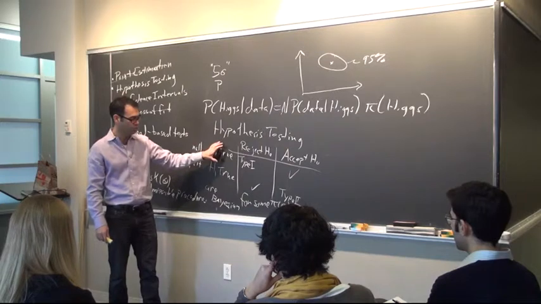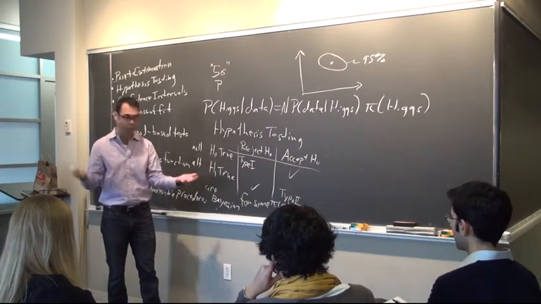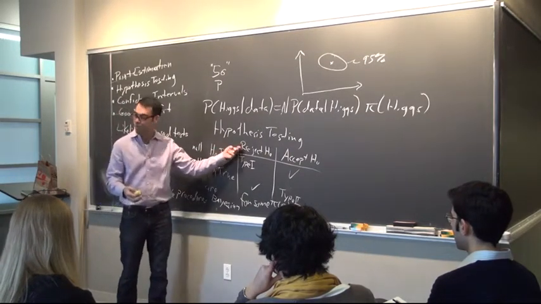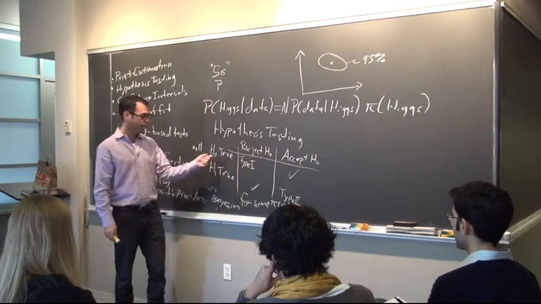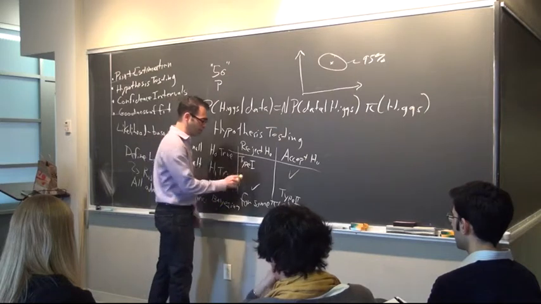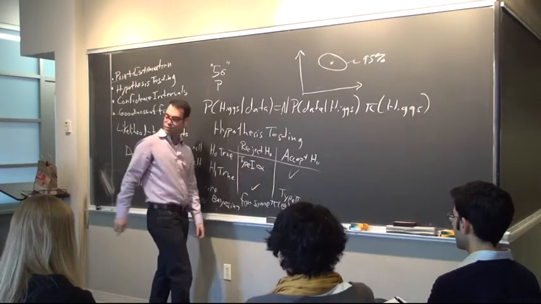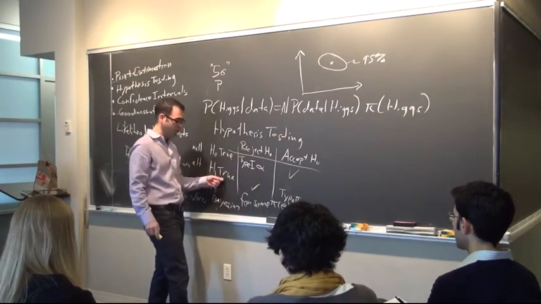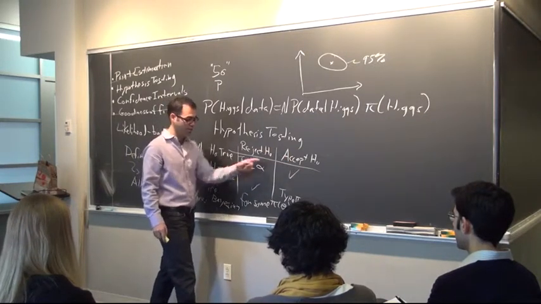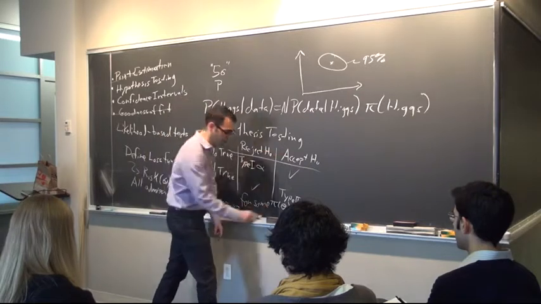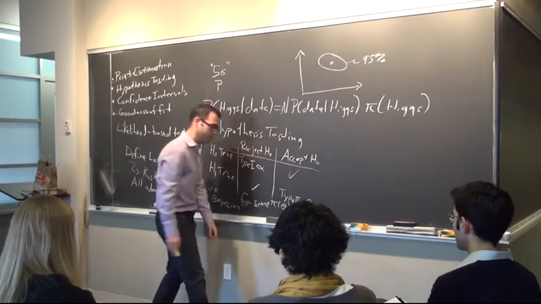So if H naught is true, and I have some procedure that I'm going to apply to the data, I'm going to choose one of these two decisions, the probability associated with this is usually called alpha. And the probability that when H1 is true, so the Higgs is actually there, but you don't claim the discovery, this probability you call beta.